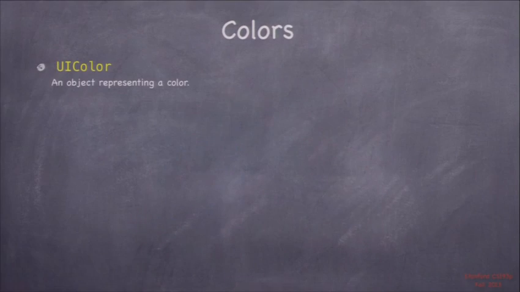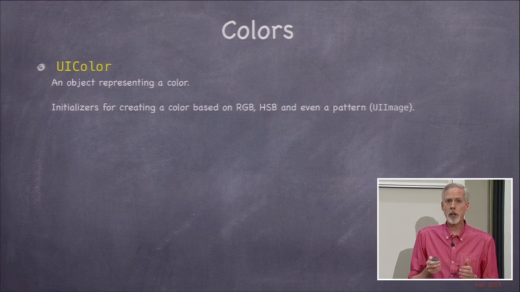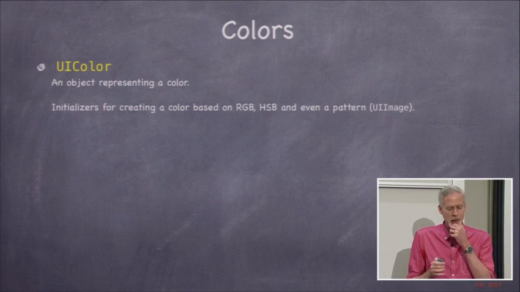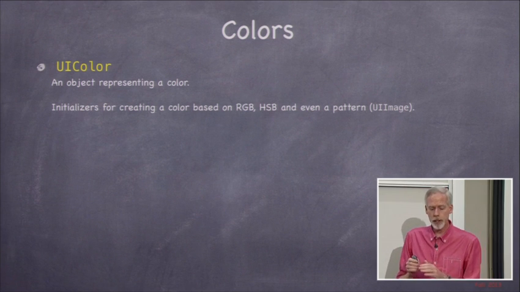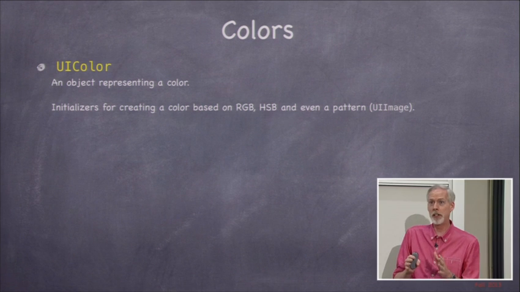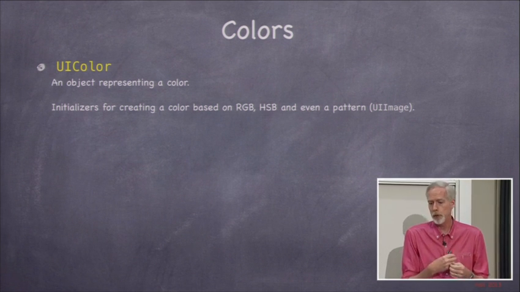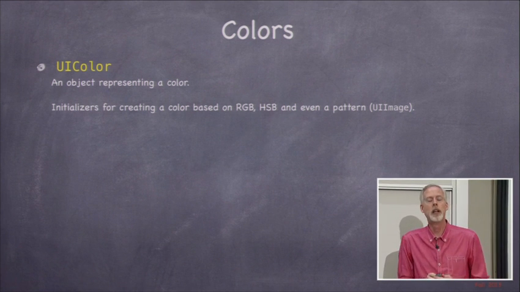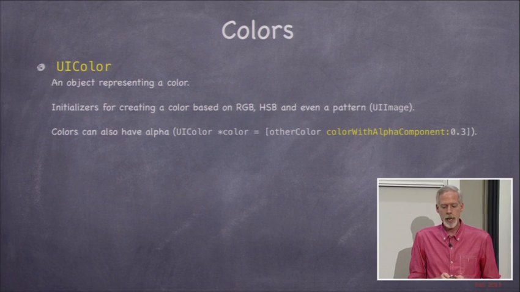All right, so UIColor, super simple class, represents a color. The color can be represented in so many different ways. RGB, red, green, blue, right? HSB, that's hue, saturation, and brightness. You can even have a pattern. Okay, so you can have a color that is a UIImage pattern in there, and when you draw with that color, it'll draw with the pattern. So color, super powerful, but nice and simple API.